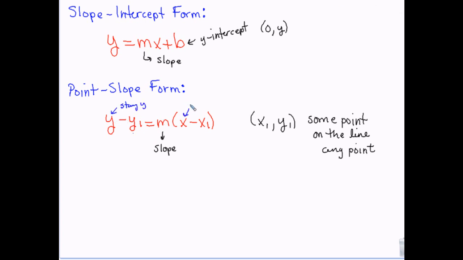So this will stay a y, this stays x, and then this is some number, and this is also some number. And that number comes from whatever point you're using. And then you have horizontal and vertical lines.